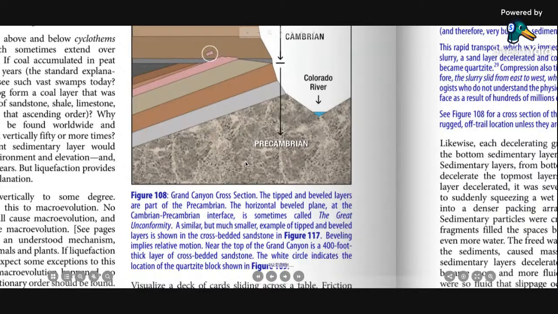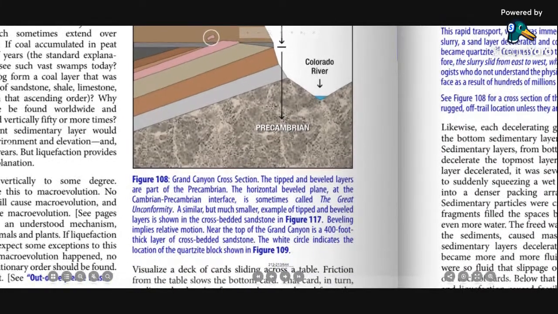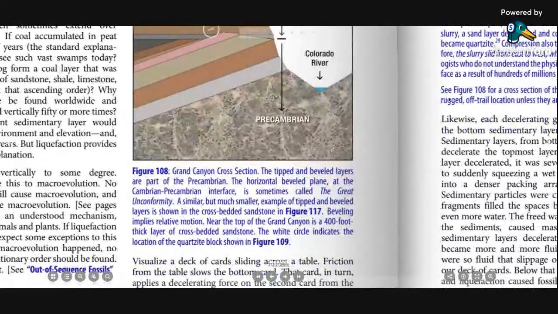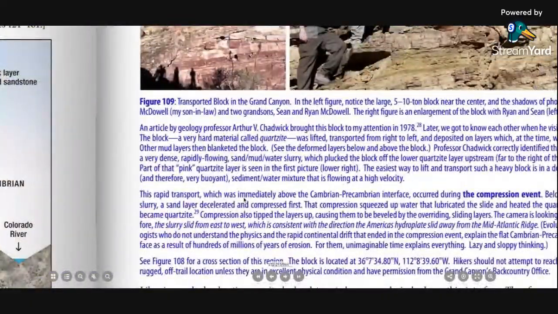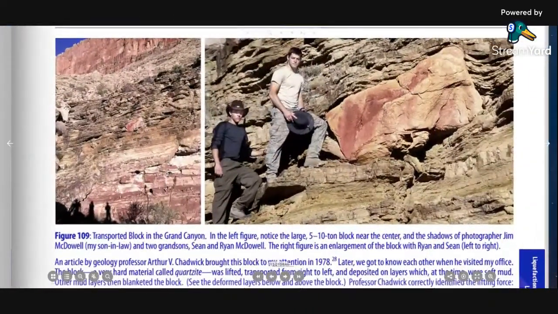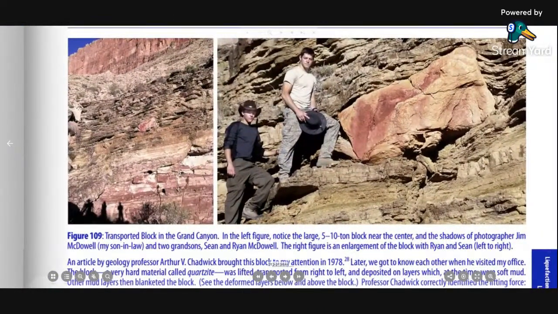Beveling implies relative motion. Near the top of the Grand Canyon is a 400-foot thick layer of cross-bedded sandstone. The white circle indicates the location of the quartzite block, shown in figure 109, the quartzite block. Figure 109, transported block in the Grand Canyon.